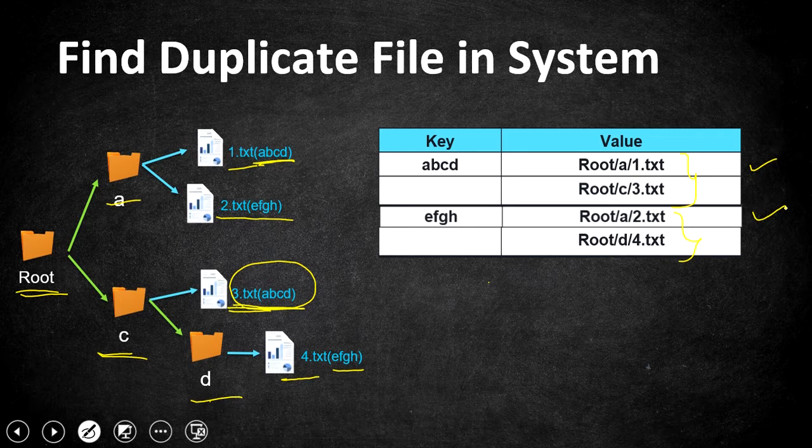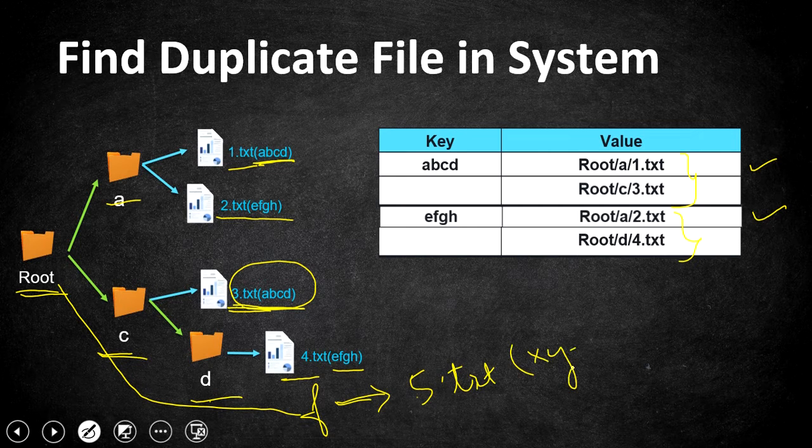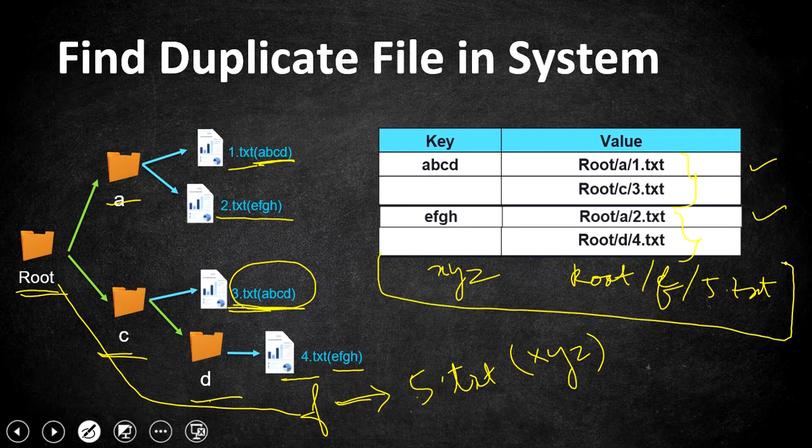So suppose there is another directory, let's say F, in which we have another text file 5.txt with data XYZ. In this case, XYZ is different from the previous text files. So we are going to make a new entry in our hash map with XYZ as a key and root slash 5.txt as a new entry into our hash map. So in this case, if you see at the final iteration, the first two keys have two lists and the last key has only one path or one list.